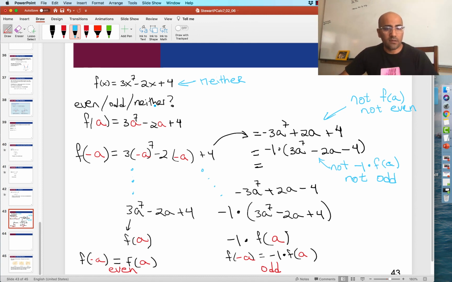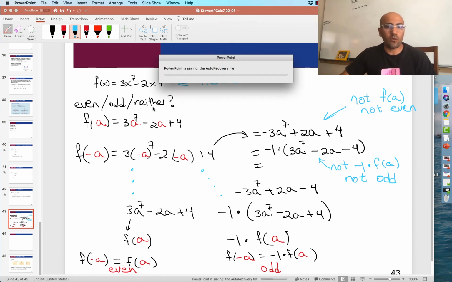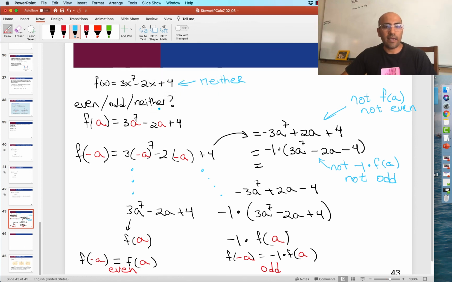You just have to be a little bit more diligent about how you plug in your negative and how that gets either canceled or preserved. And again, with your algebra, does it simplify to the original function, or does it simplify to negative 1 times the original function? And be able to tell whether it's even or odd from that perspective.